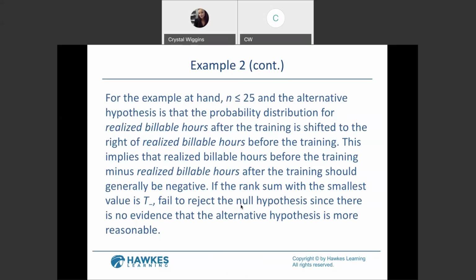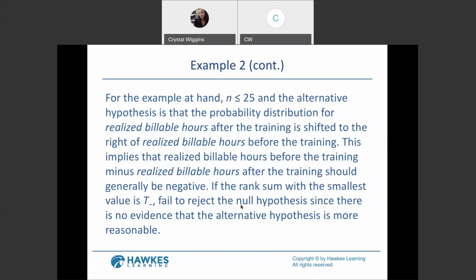This implies that we should be using the negative... Okay, so this implies that the realized billable hours before training minus the realized billable hours after training should generally be negative, because we're saying that they should have more billable hours after they receive training. So if you're doing before minus after, we should expect negative differences to coincide with what we're trying to state as our claim, that after training we should see an improvement in billable hours. Okay, so that makes sense.